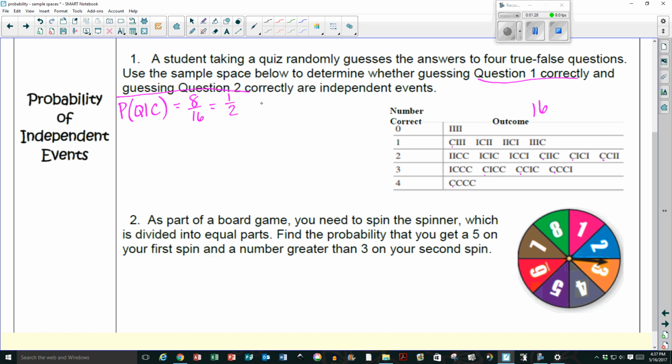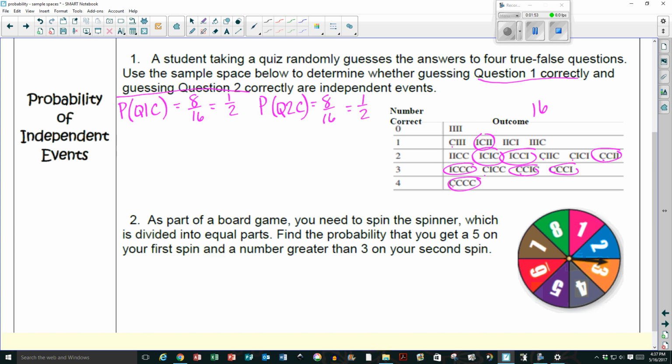Okay, so now what is the probability of question 2 being correct? Now look at question 2, so the second slot. So there's 1, 2, 3, 4, 5, 6, 7, 8. So there's 8 out of 16 times that question 2 was also correct, which is also 1/2.